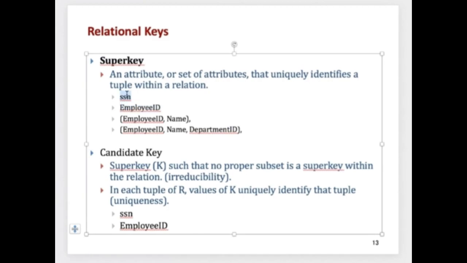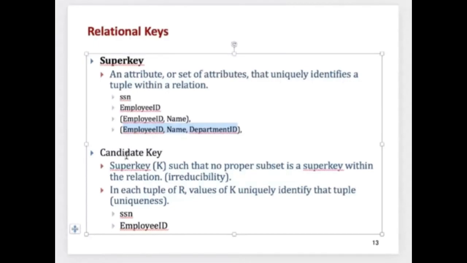Similarly, with the social security number, if I say social security number 60, let's say, I can uniquely go to the record where social security number is 60. So social security number can uniquely identify each record in the table. Similarly, I can make a combination of employee ID with the name, and employee ID with the name and department ID. These are all keys, or combinations of keys, that can uniquely identify each record in the relation or table.